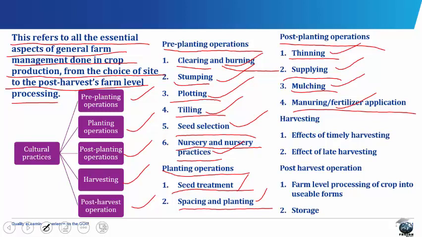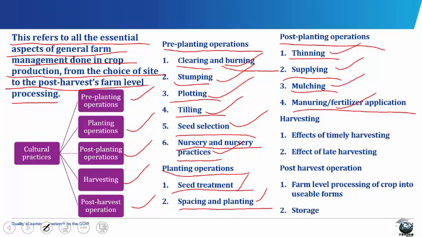Manuring or fertilizer application. Crops need adequate supply of nutrients for good yield. This is accomplished by adding organic manure and inorganic fertilizers. To be effective, the right type of fertilizer should be applied at the right time, under the right conditions, using the right methods. Fertilizer may be applied during planting or after germination and just before flowering. NPK fertilizer is mostly used.